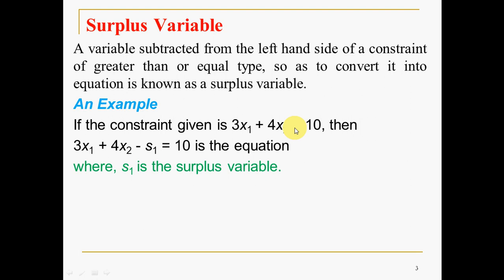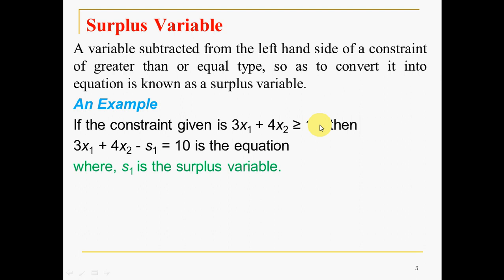So it is a variable which is subtracted from the LHS of an inequality of greater than or equal type. If it is less than or equal, we used to add, and that was called a slack variable. So a surplus variable is subtracted from the left hand side of a constraint which is of greater than or equal type. It is designated with a small s. S1 is the surplus variable in the example taken.